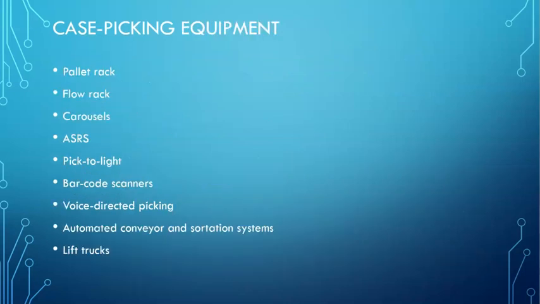The case picking equipment might slightly differ from the piece picking due to the size. Some of the common equipment are the pallet rack, the flow rack, the carousels, also used here, and then the automated storage and retrieval system, and the pick to light. Also we can use the green light, red light, where you can pick if it's green and you can stop picking if it's red. And we can use the barcode scanners and the voice directed picking and automated conveyor and sortation systems and the lift trucks.